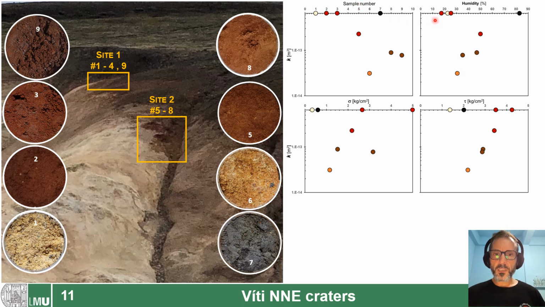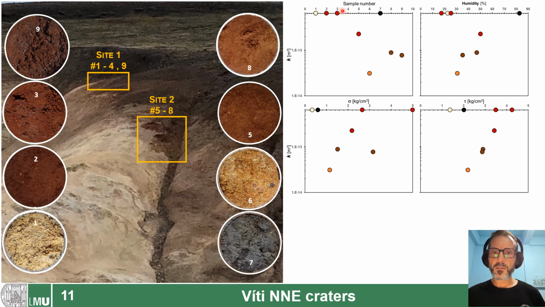The figure on the right presents 4 plots illustrating the properties of all the collected samples. It shows how permeability varies across samples in relation to humidity, compressive strength, and shear strength. Bear in mind that the highest permeability value, of about 5 times 10 to the minus 13 square meters, corresponds to the higher value of the instrumental threshold of the soil permeability. The data indicates that there are distinct patterns.